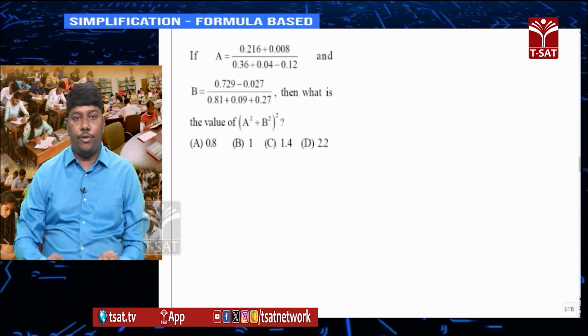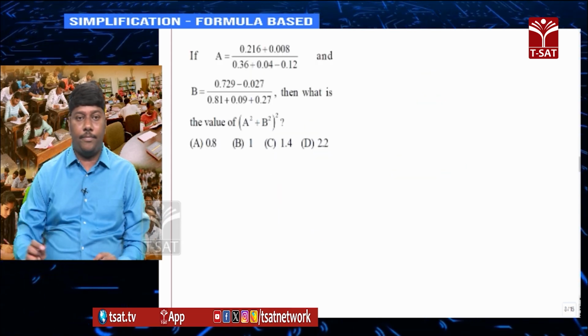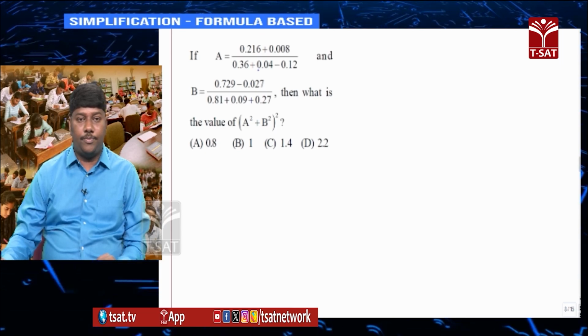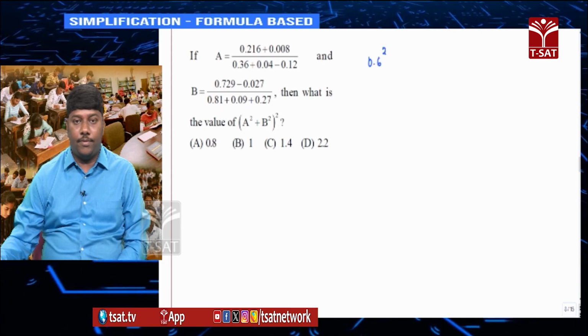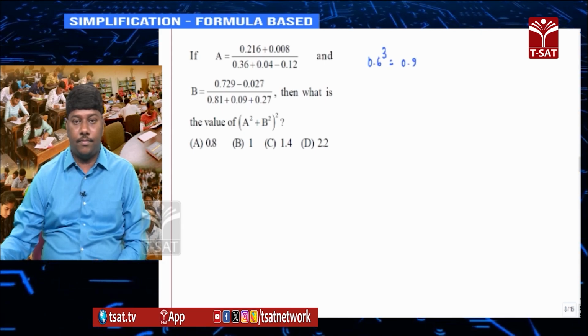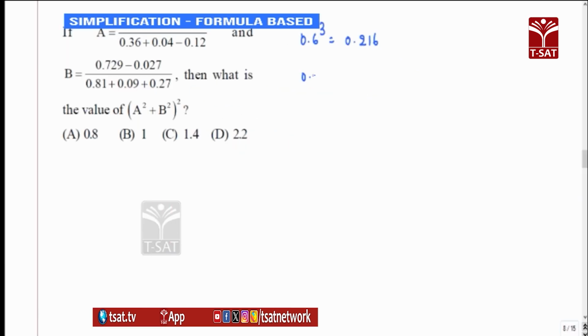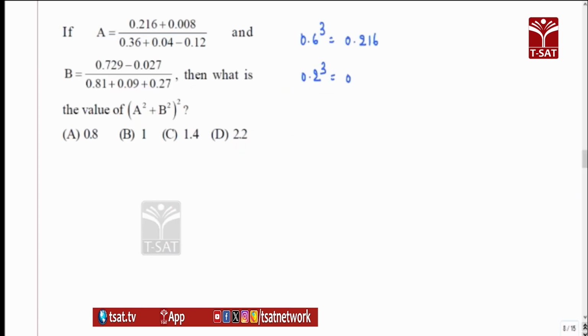A is equal to 0.216 plus 0.008. We all know if you ignore the point, 216 is 6 cube. So 0.216 is 0.6 cube. 0.2 cube is 0.008. 0.729: generally 729 is 9 cube, so 0.729 is 0.9 cube. 0.027 is 0.3 whole cube.